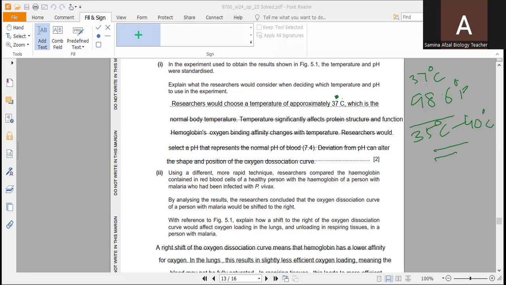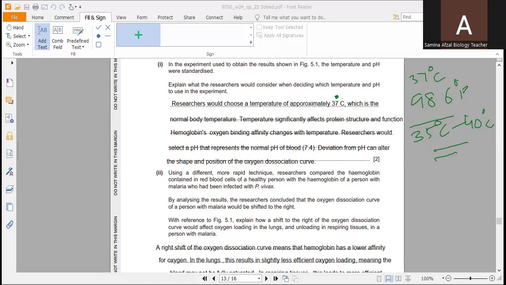Now you can see, researchers would choose a temperature of approximately 37 degrees centigrade, which is the normal body temperature. Temperature significantly affects protein structure and function. Proteins are denatured at high temperature. If temperature is higher than 37 or 40 degrees centigrade, it will affect the protein structure, and the protein will be denatured. So the function will also be affected if there is a change in the structure. Hemoglobin's oxygen binding affinity changes with temperature.